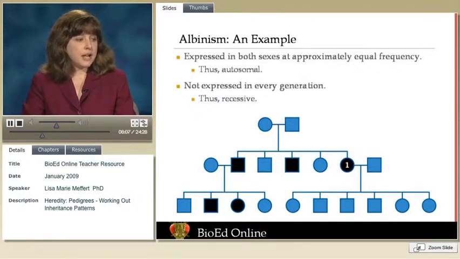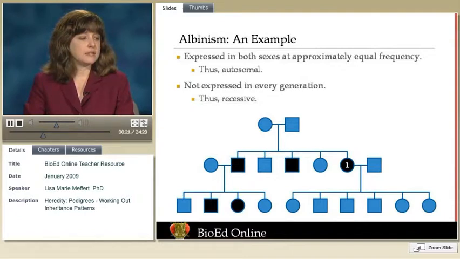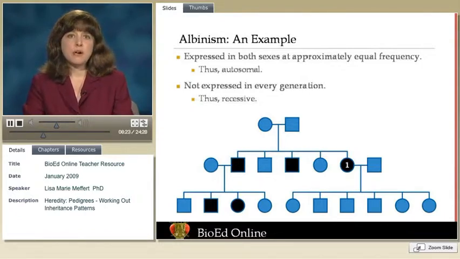So we look here and ask, is there some kind of bias for males or females to show the trait? No, there's not any kind of bias. A female can show the trait. Again, these females have dark colored-in symbols, so they show the trait. And these sons, these males, show the trait. Therefore, we know that this is probably an autosomal trait.